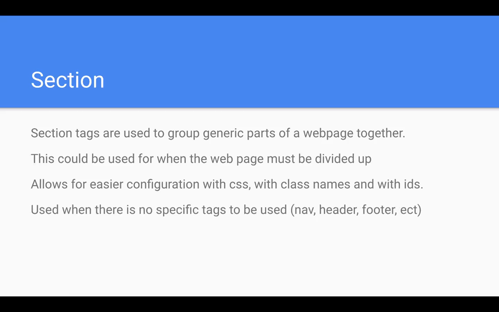Section. Section tags are used to group generic parts of a web page together. This could be used for when the web page must be divided up and allows for easier configuration with CSS, with class names and IDs.